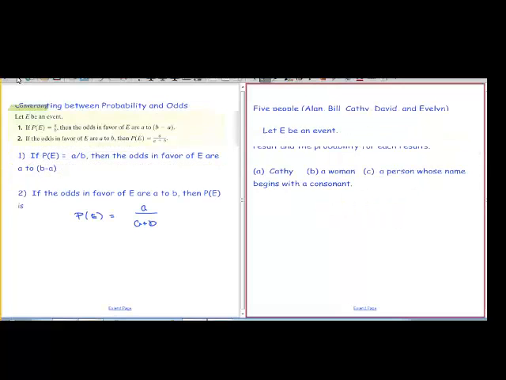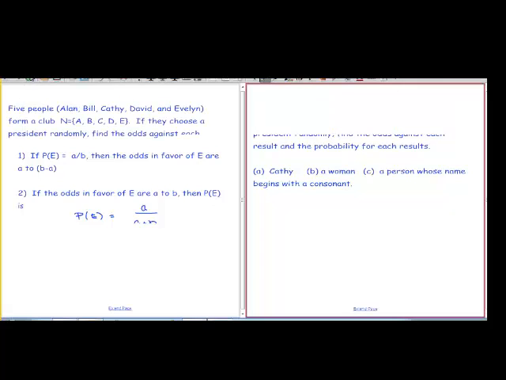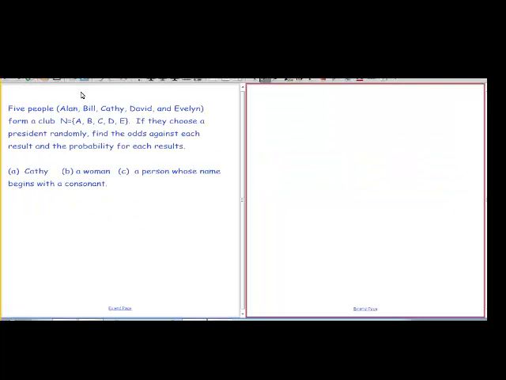Okay. So let's just do a few examples. This is probably a problem in the book. I'm not sure which one it is, but if anybody wants to find it, I'll find it so you don't have to write the problem up. I think I did bring my book. Yeah, there it is.